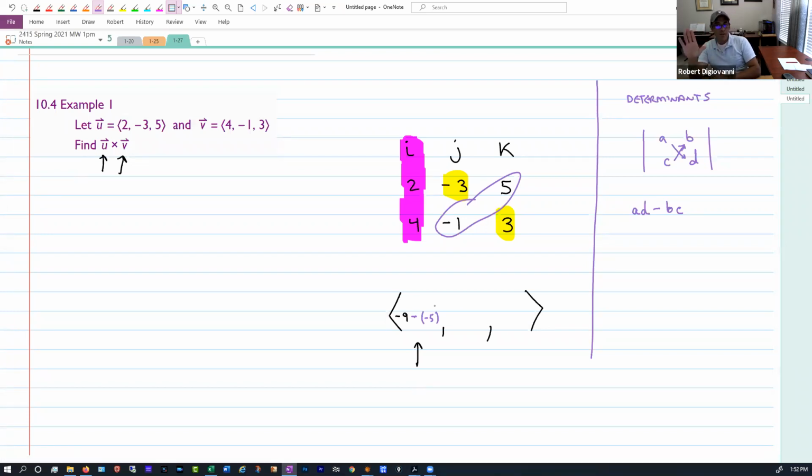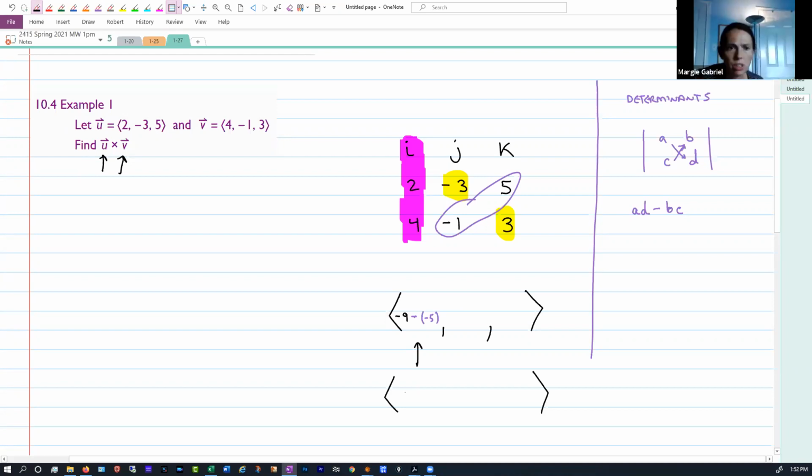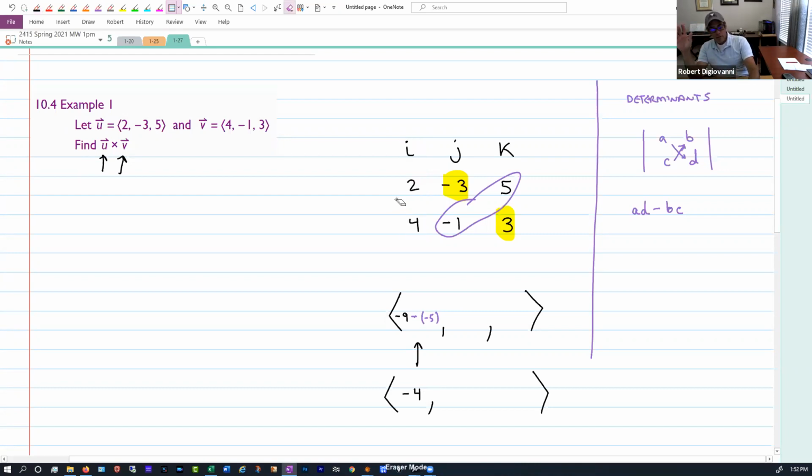All right, any questions on that first part? What would that be, by the way? What's -9 minus -5? 14. Careful, -5 is +5, right? The -4. Okay, so the first piece is -4. All right, now we move on. We need the second piece. So to get the second piece, here's what we do.